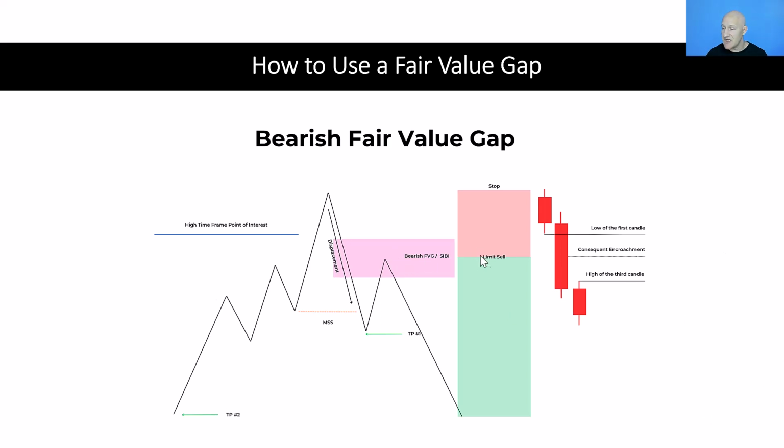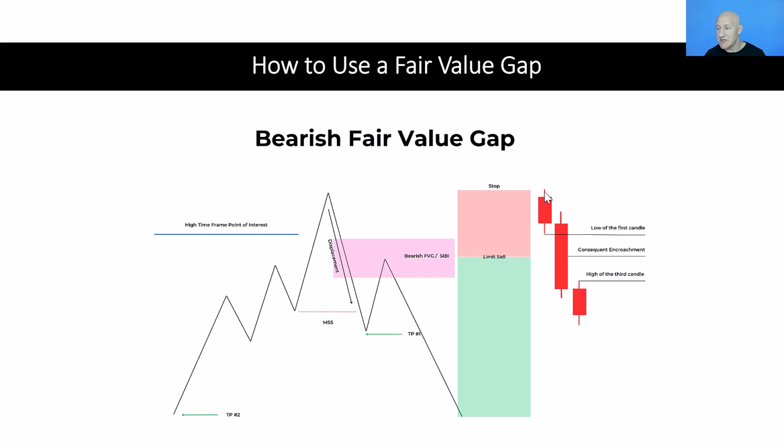In this example, what we've done is we've used the 3 candle formation, so our bearish fair value gap, and we're going to use the consequent encroachment, so the 50% level, as our limit sell order. So we're obviously going short because this is a bearish fair value gap setup. We'll use our consequent encroachment level as our limit sell, and we're going to use our stop as the high of that first candle.